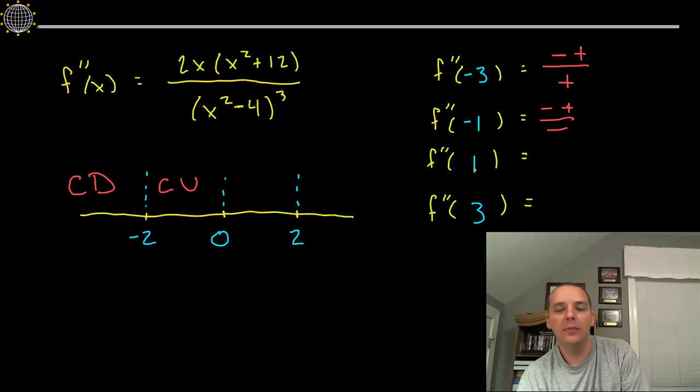At 1, you'd have a positive times a positive divided by a negative. Right? Positive times a positive divided by a negative. Net result is a negative, indicating it's concave down. And after 2, how about 3? You get a positive times a positive divided by a positive, indicating it's concave up.